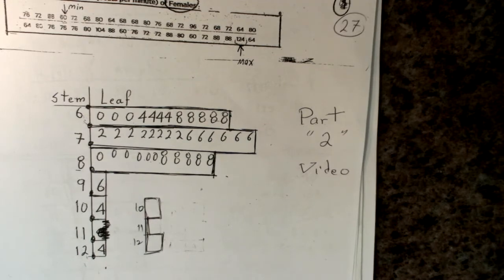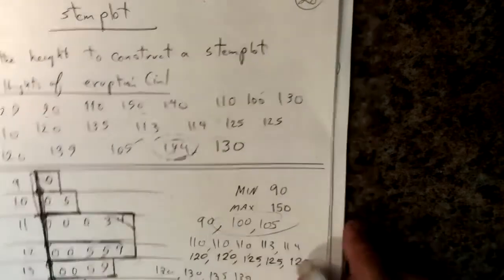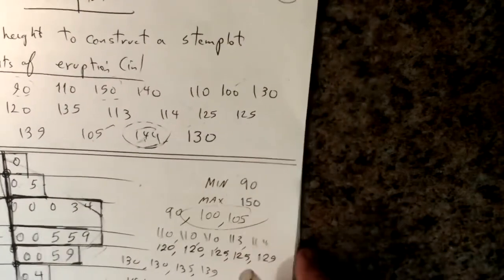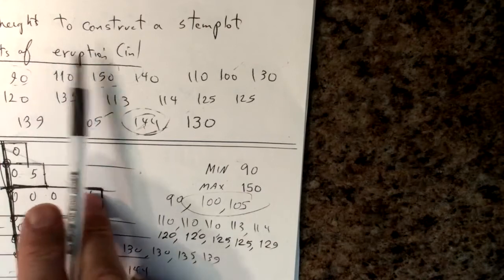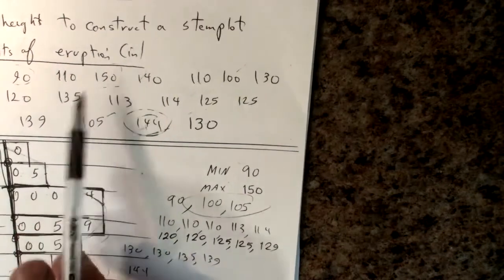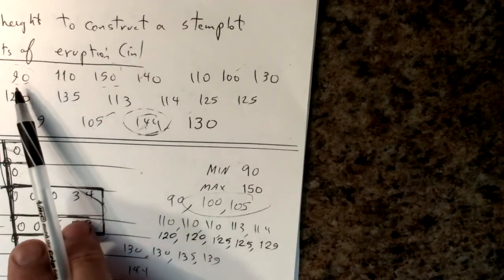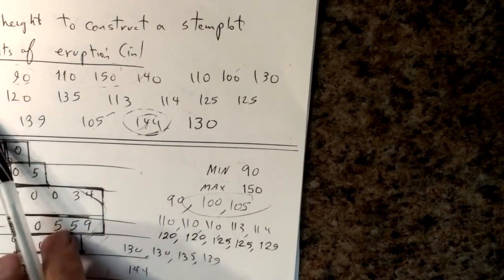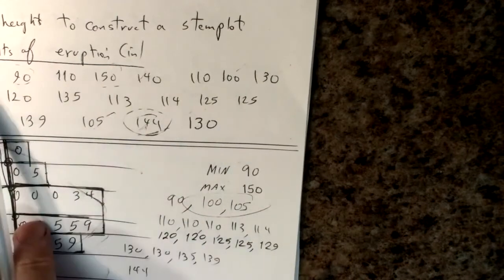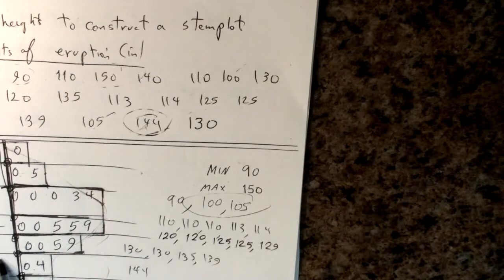I'll show you more examples of this method. Now look at all these numbers. These are heights, and we use them to construct the stem plot of the height of eruption signal. These numbers are all collected, and the very first number is 9, the lowest one. We can't use the first digit because most of them have 1. So we start with 9, 10, 11, 12, 13, 14, 15.